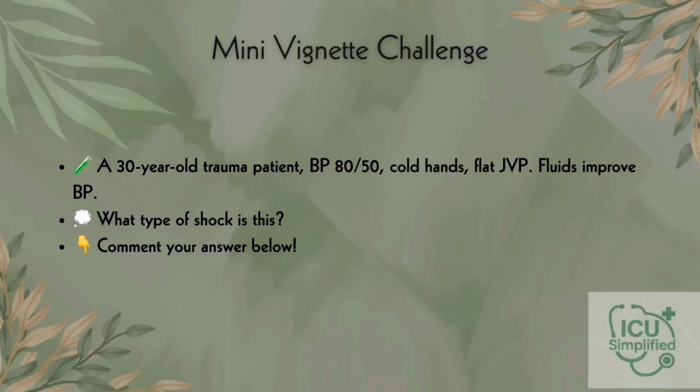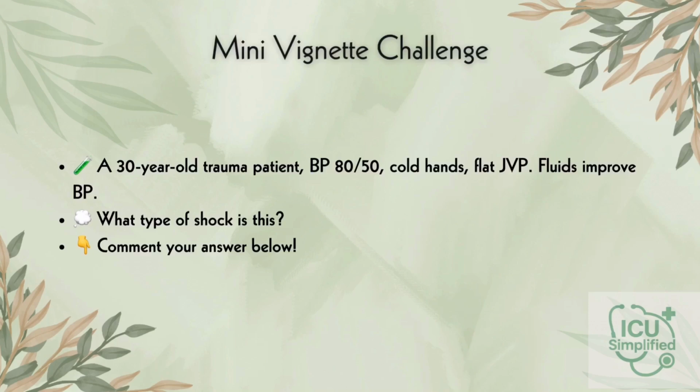Here's a quick challenge. A 30-year-old trauma patient, blood pressure 80/50, cold hands, flat JVP. You give fluids and BP bounces back. What kind of shock are you dealing with? Drop your answer in the comments and let's test your instincts.